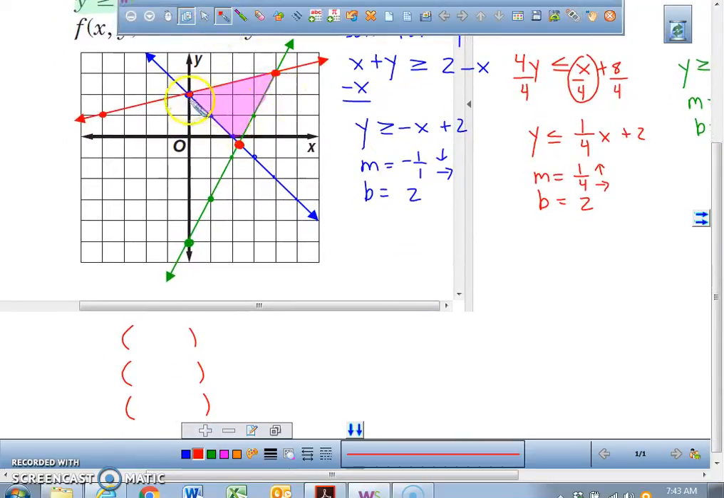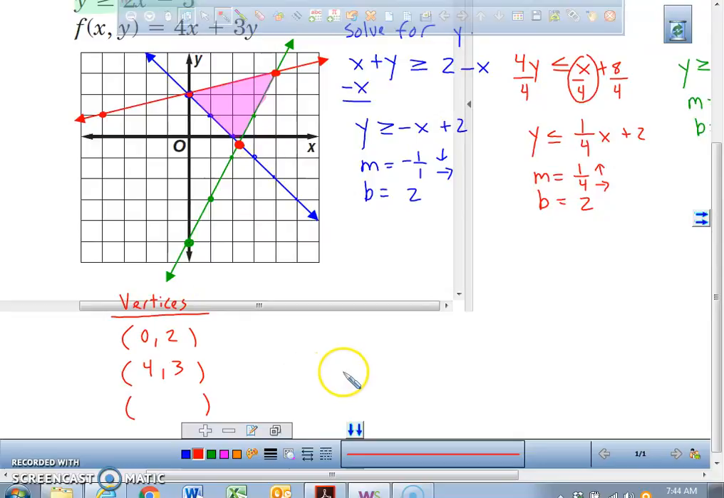So this ordered pair, everybody, right here, where it crosses is at (0, 2). That's one of your vertices, okay? So right now, on your paper, one thing you need to have is not just the graph. You need to have the list of vertices. This over here is 1, 2, 3, 4, 1, 2, 3. So we're at (4, 3). Those are the two easy ones because they cross nice and neat.